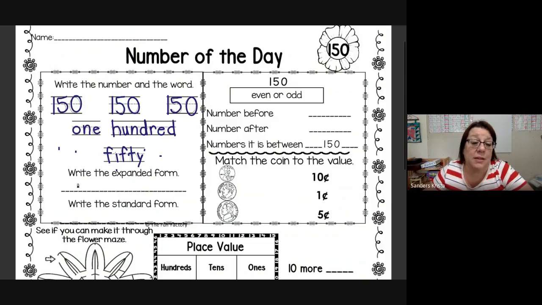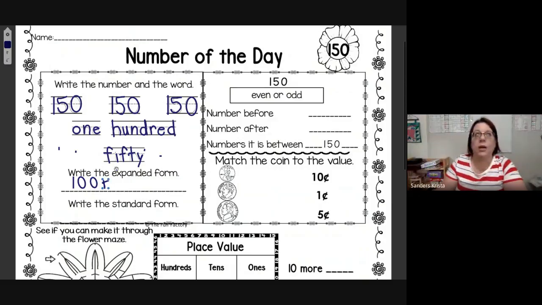150. For expanded form, remember we listen to what we hear. We hear 100 in 150, so we write 100 plus, what else do we hear? 150. We hear 50. 100 plus 50. Are there any ones in 150? No, there are 0 ones. We can leave it blank or we can write plus 0. And standard form is just the normal way to write it. 150.